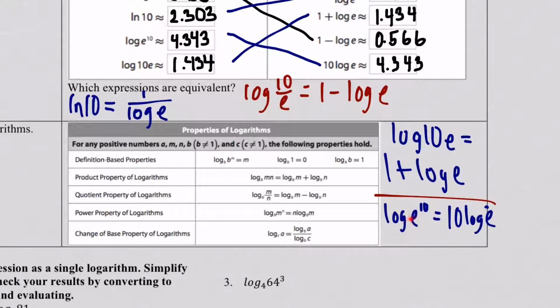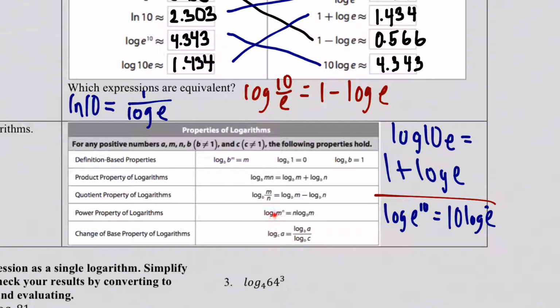Whenever you have the log of any number with any base, it doesn't matter what the base is. In this case, it's 10, but the base could be e or 5 or whatever. Whenever you have the log of any number and that number is raised to some power, then you can take that power and bring it to the front, like they did here, to turn it into 10 log of e. And you could do that every single time. That is one of the properties of logarithms. It's actually right here. It's the power property.